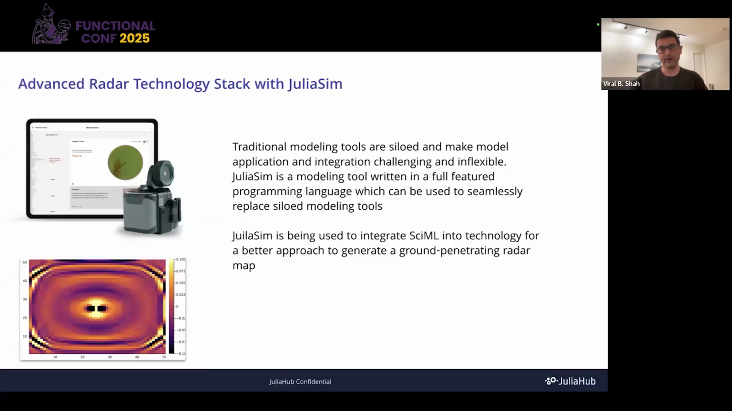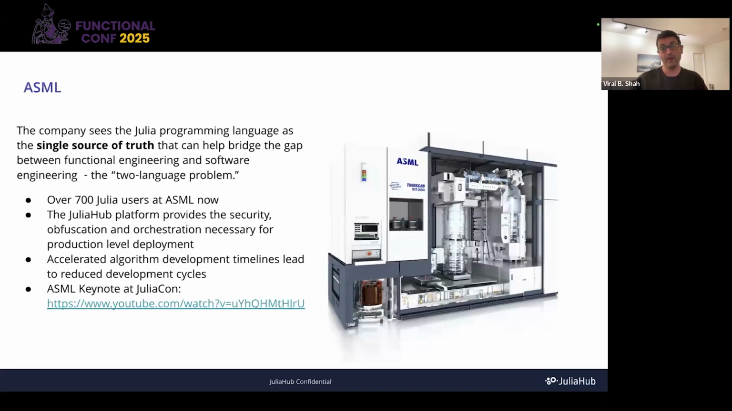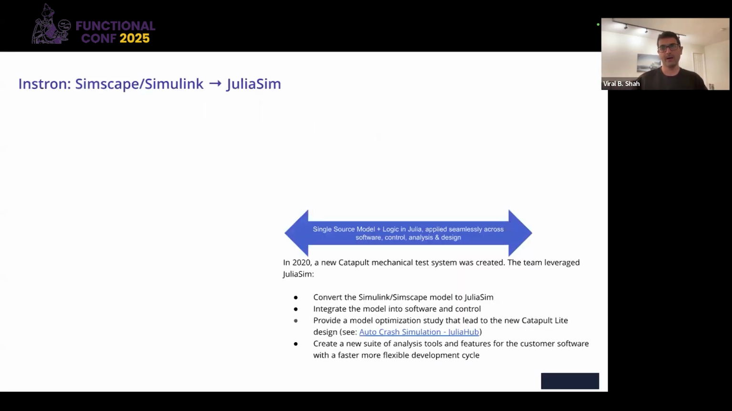We built a ground penetrating radar stack with JuliaSim in the signal processing domain, and guidance, navigation, and control systems working with aerospace companies. ASML, one of the world's most complex companies, uses Julia in a very large way for the development of the software that runs on their TwinScan machines. They gave a keynote at JuliaCon, which is available online. If you just Google JuliaCon and ASML, you'll hit it. It's a really fascinating talk on why a company like ASML is using Julia.